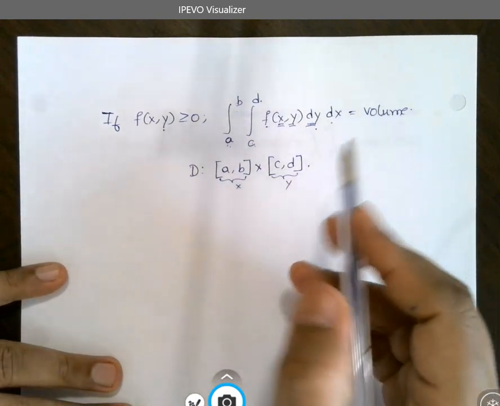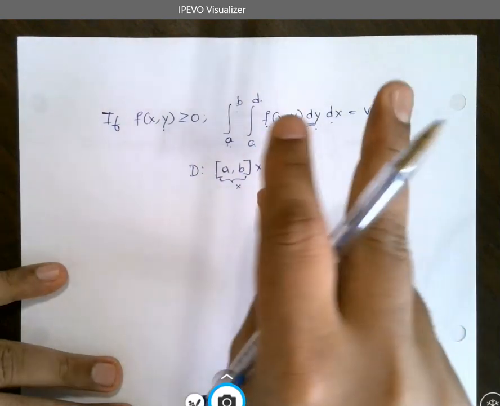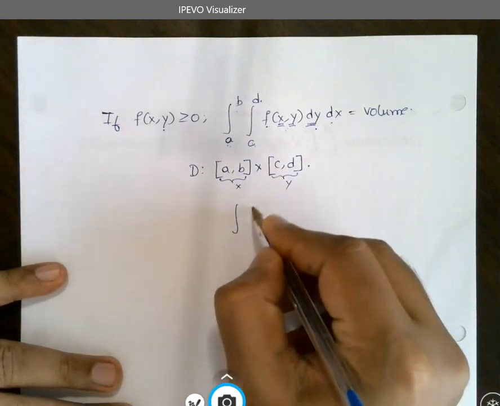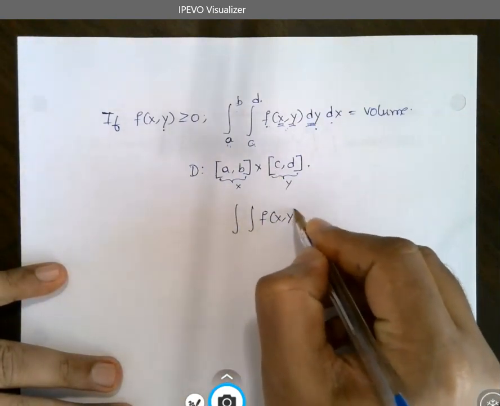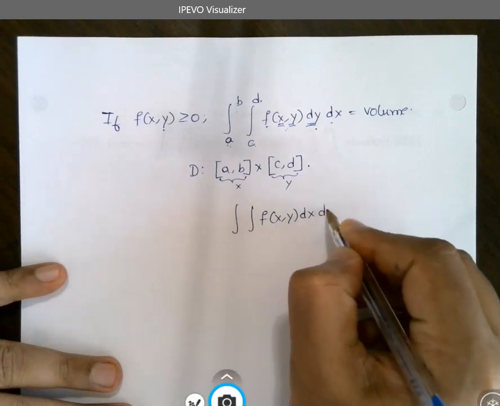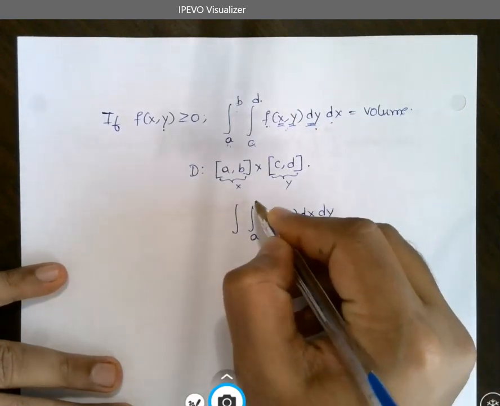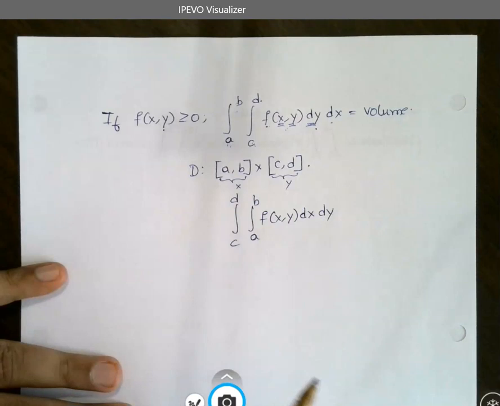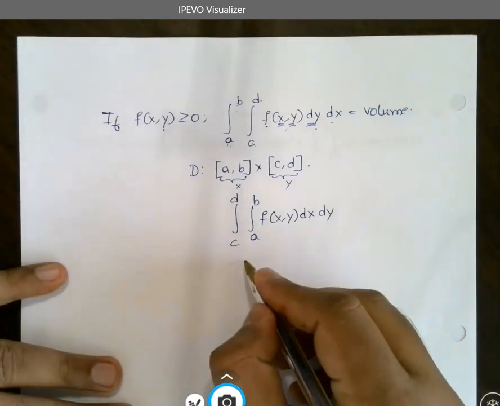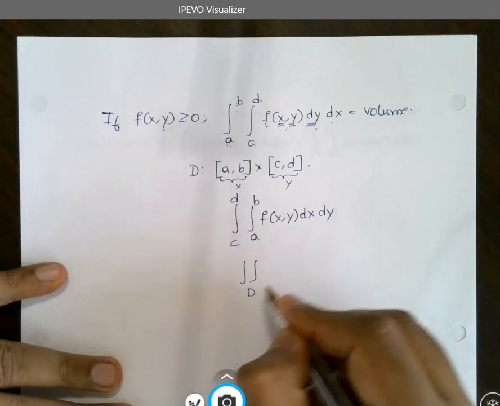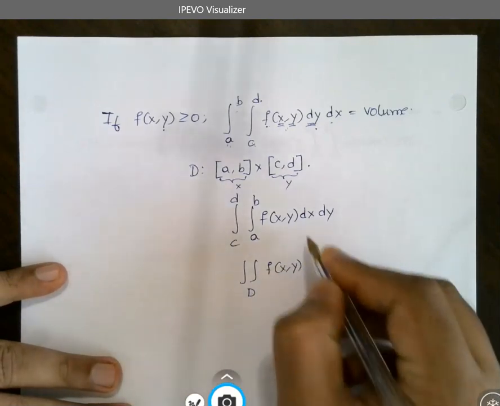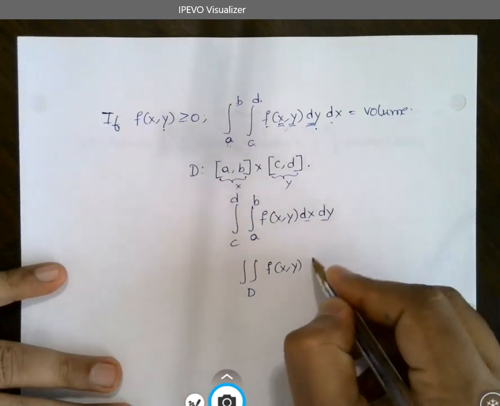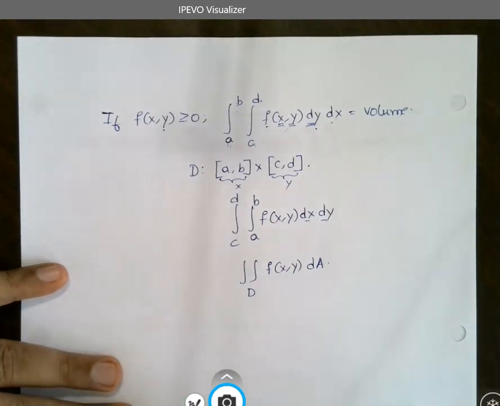If the function is continuous and bounded, you can also interchange the limits of integration and write this as f of xy dx dy, where the limits of integration for x are from a to b and the limits of integration for y are from c to d. You can also go this way. Or sometimes you can write it in the short form as the integral over the entire domain of f of xy dA, where dx dy is the length and width of the rectangle, so this is dA.